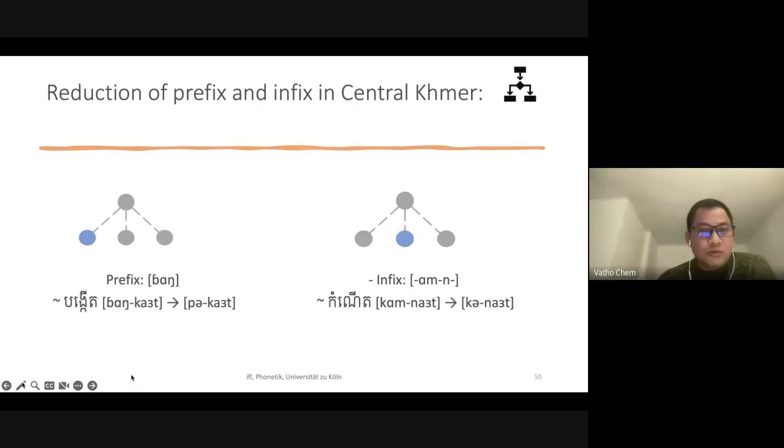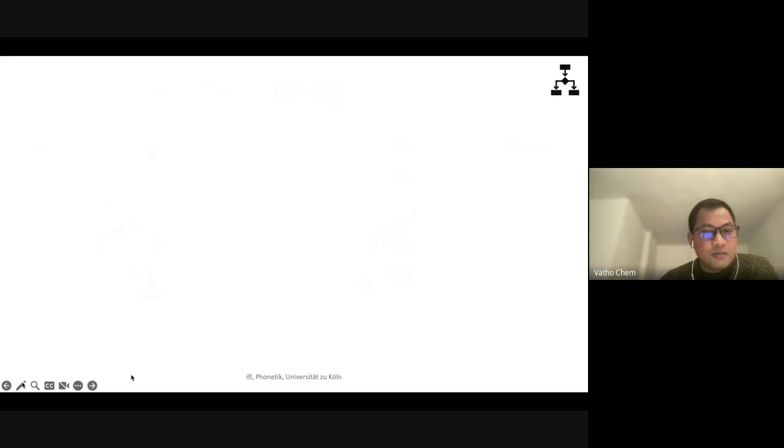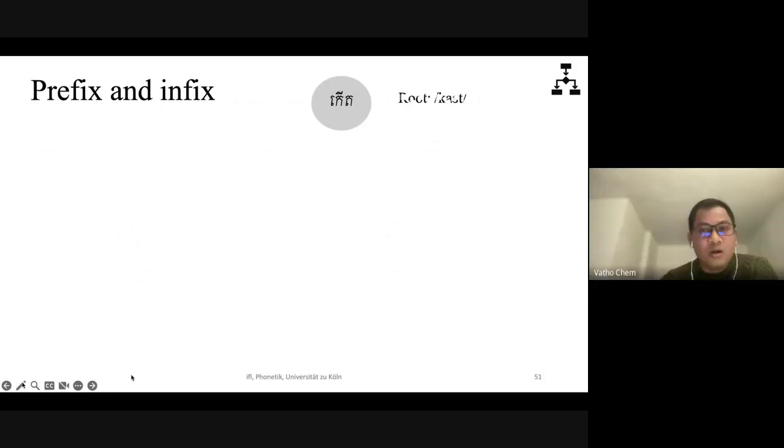So this is the reduction of prefix and infix in Central Khmer. As you can see here, we are selecting only one prefix, Bang, in Central Khmer, like Bangkat, and for the infix Amnas, Kamnat. These 2 words are from the same root, as you can see in the next slide. So this is the root that we took for our experiment and testing.